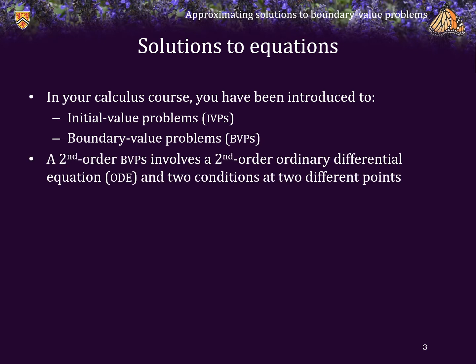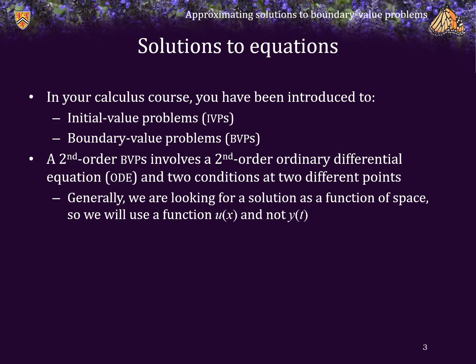Now, a second order boundary value problem includes a second order differential equation and two conditions. But now these conditions will be at two different points. If we're dealing with boundary conditions, generally we're dealing with a function of space, not time. And so we're going to be looking for a function u of x as opposed to a function y of a time variable t.